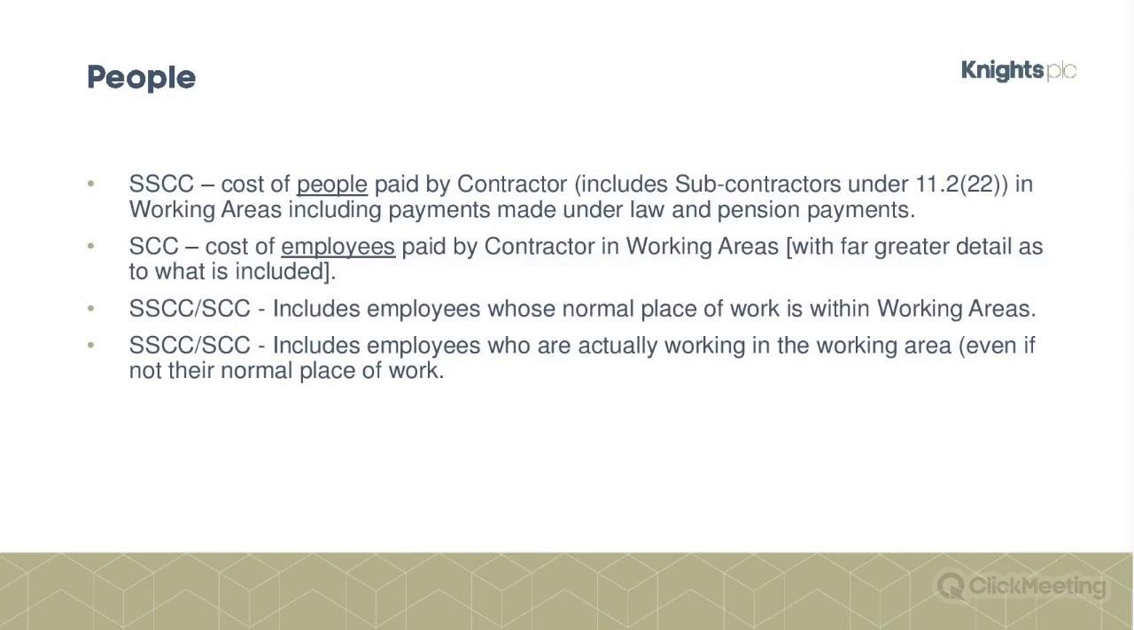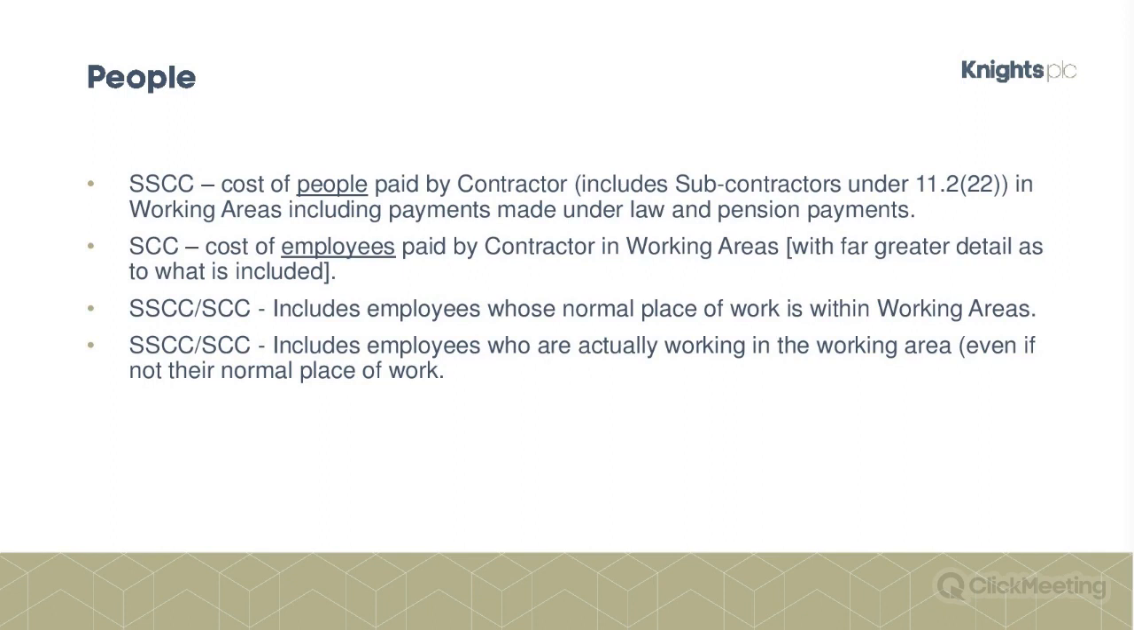Okay, so looking at the people first. So shorter schedule, so remember this is options A and B just for compensation events. So what are you claiming here in terms of people? This is in regard to extra work as a result of a compensation event. The rest of your work obviously is on your lump sum with options A and B. So what you're claiming is the cost of the people that are paid by the contractor. It includes the subcontractors for options A and B.